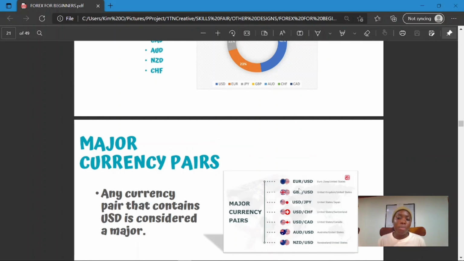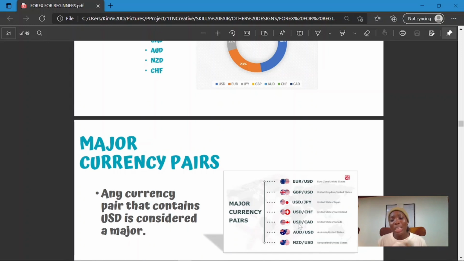So here it shows Euro USD, Euro being stronger than USD. Euro is on the buying side and USD is on the selling side. GBP, stronger than USD, is on the buying side and USD is on the selling side. USD being stronger than JPY is on the buying side, JPY is on the selling side. USD being stronger than CHF is on the buying and CHF on the selling side.